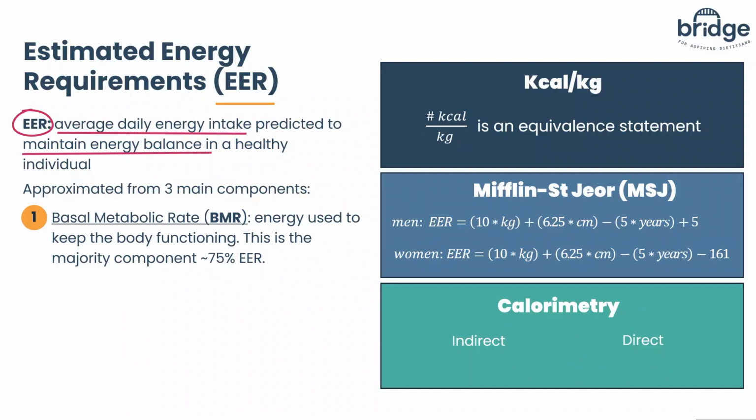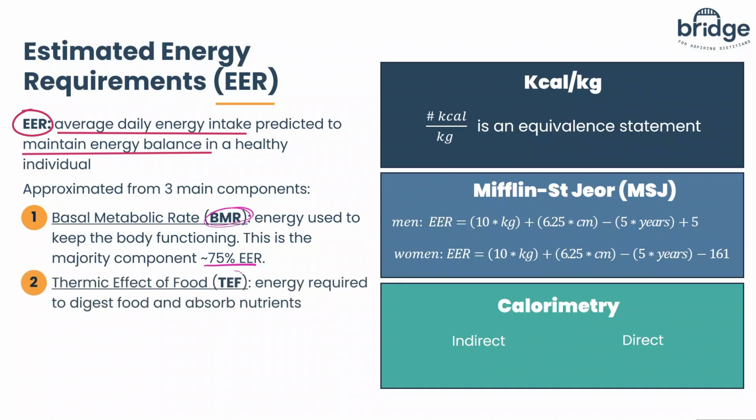The first is basal metabolic rate, or BMR. This is the energy required to keep the body functioning at rest. Things like breathing, circulation, and temperature regulation. And it makes up the largest portion, around 75% of daily energy use.